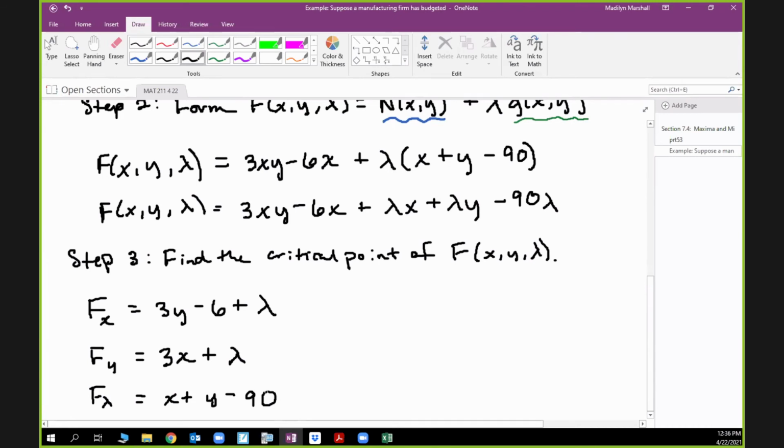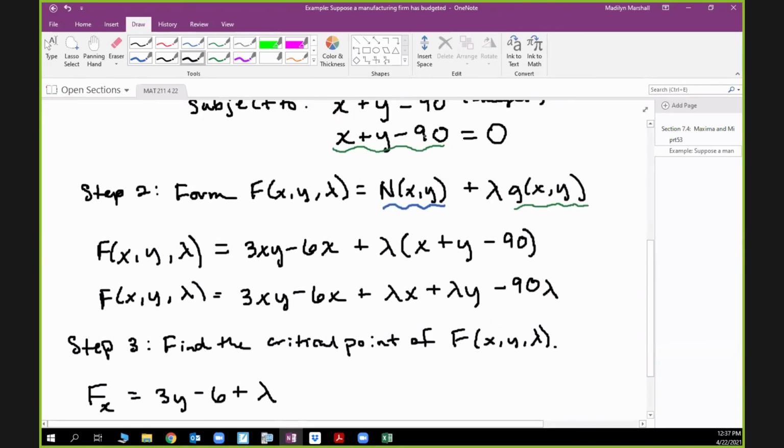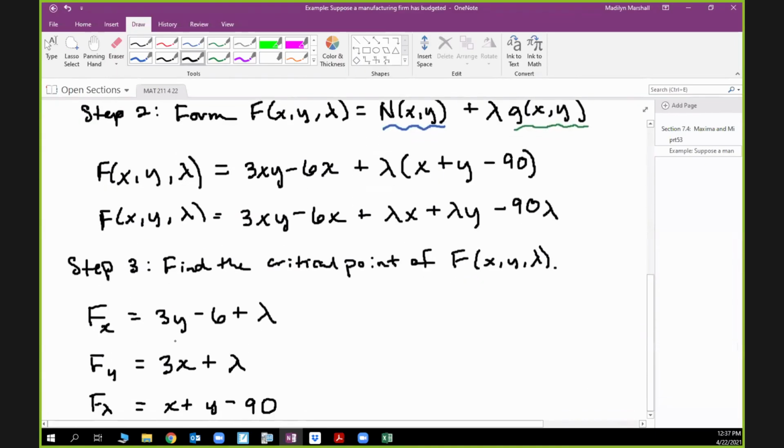Just a little side note, now that we're seeing our second example of this, we'll notice that the partial derivative with respect to lambda is always just our constraint function. Here our constraint was x plus y minus 90 equals 0. Since that x plus y minus 90 is the thing multiplying lambda, when we're doing a partial derivative with respect to lambda, that acts as its coefficient. So that whole thing will always end up being the partial derivative with respect to lambda. You can forget that and just do the partial derivative, but you should get that g every time.